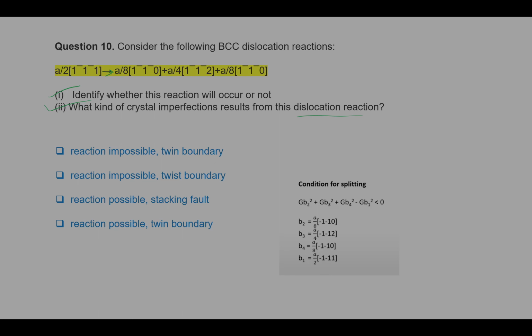First we have to find out whether the reaction is possible or not. For the condition of the splitting, it should be lesser than 0. The final values we can say are B1, B2, B3, B4. So all this addition and subtraction should be lesser than 0. So for that, what do we have to do?